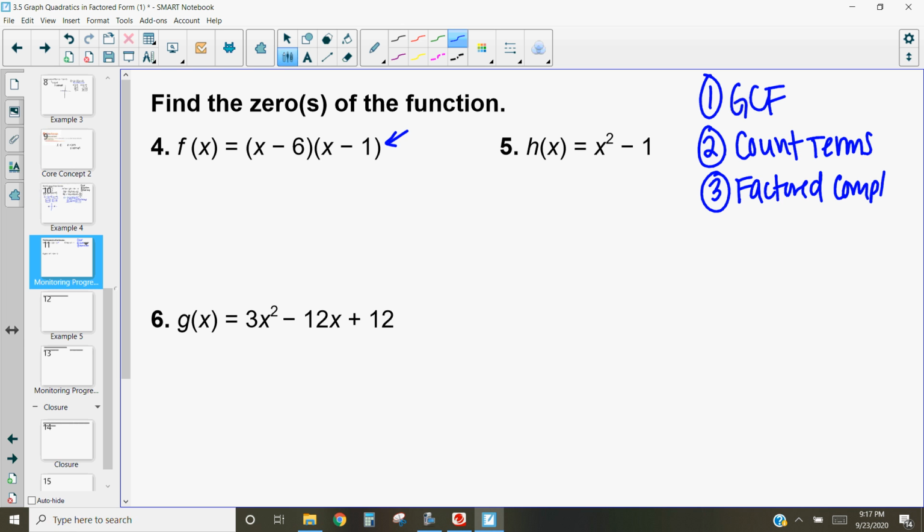So I want to go through all 3 of these problems because we know how to factor and we kind of know how to find those zeros and we've practiced it before. I want you to do these ones on your own. So go through problems 4, 5, and 6 on your own.